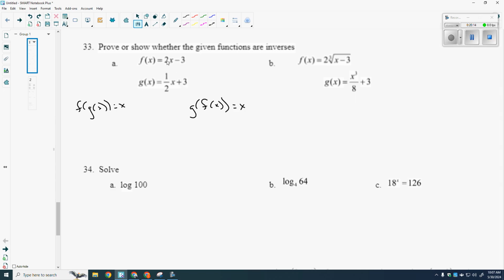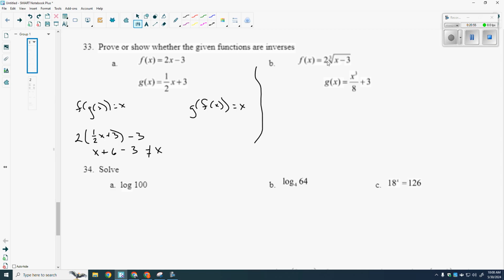I'm going to put g into f. So I get 2 times g. 2 times a half is 1, so I have 1x. 2 times 3 is 6. Which one's a minus? This was a minus. Minus 3, which does not equal x. I'm done. I don't even have to do this. That didn't work. It doesn't matter if this works.